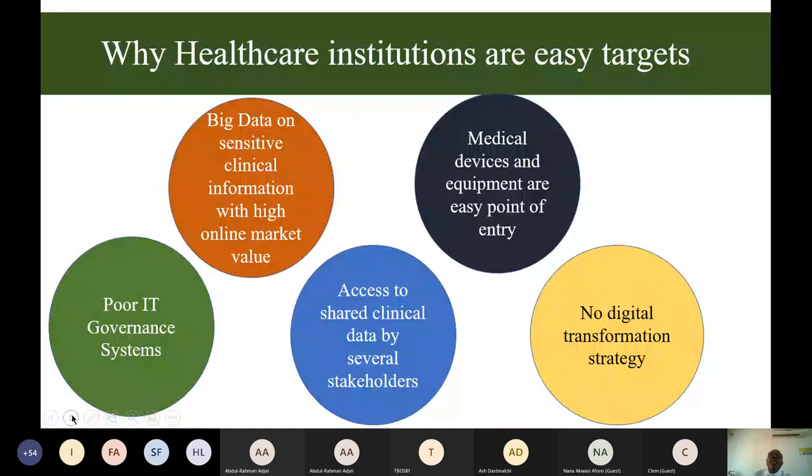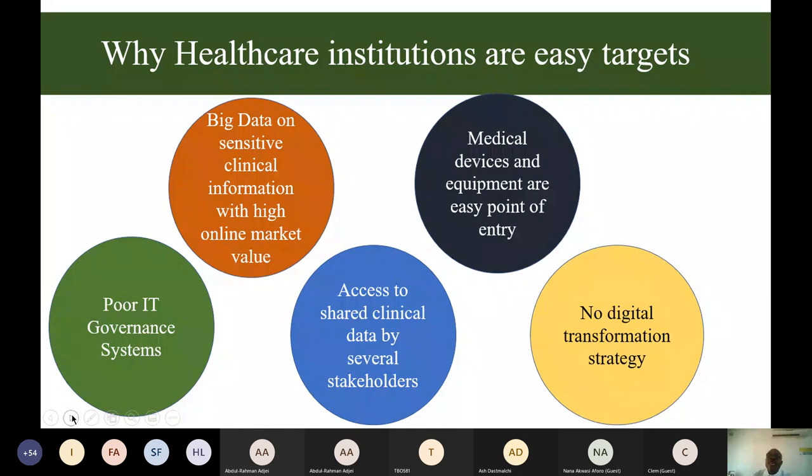Okay, then there is also the big data that I spoke about. The big data on sensitive clinical information has a very high online market value. So there's a great motivation to break into health IT infrastructure, because when you have the healthcare data, you can sell it on the dark web and make big money out of it.